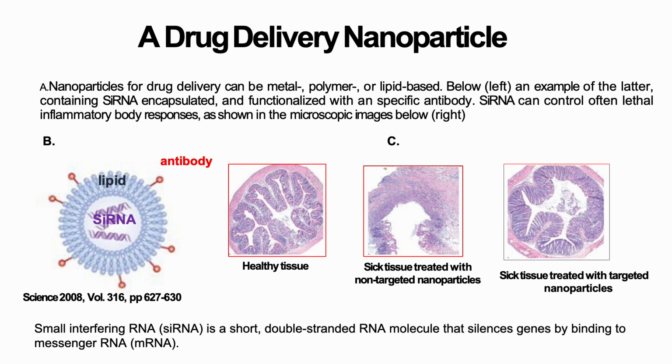Now, talking about drug delivery, nanoparticles for drug delivery can be metal, they can be polymers, or of course, lipid-based. Below, we can see examples of the nanoparticles. On the left side, you have the small interfering RNA, siRNA. This is a double-stranded RNA molecule that can, for example, silence genes. And this is within a micelle or within a bilayer membrane that we can prepare in the lab.